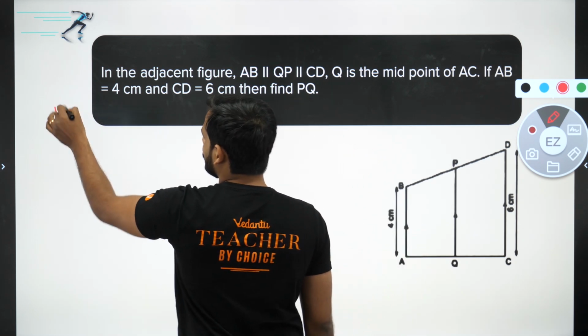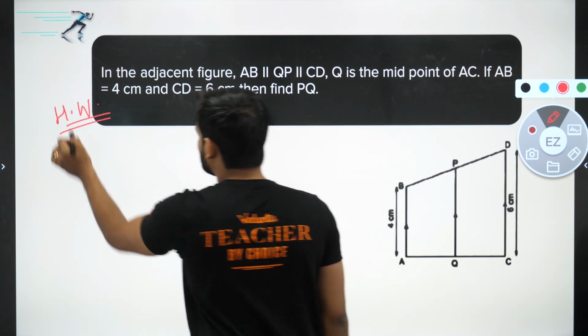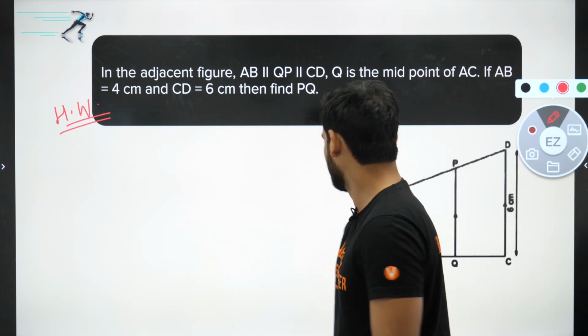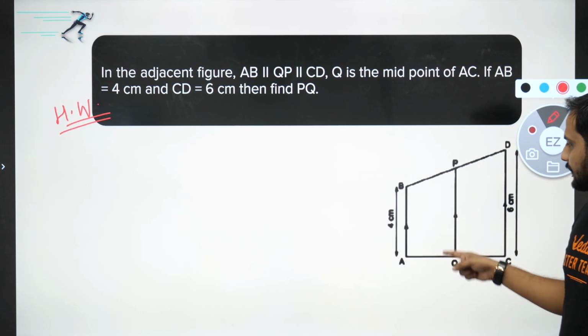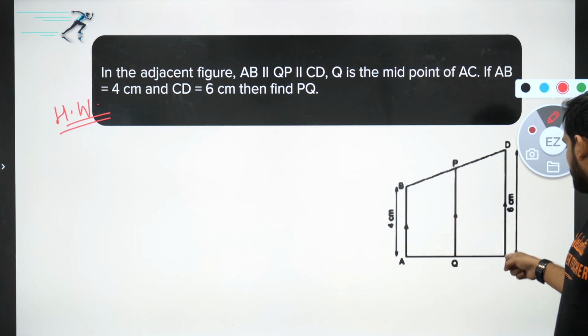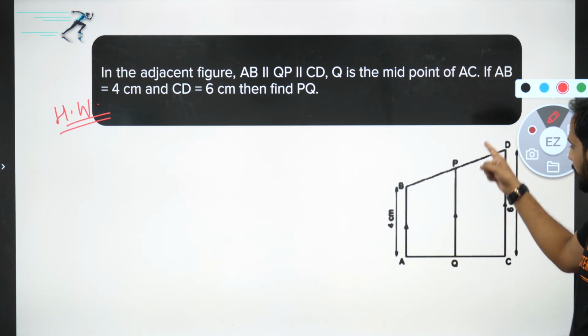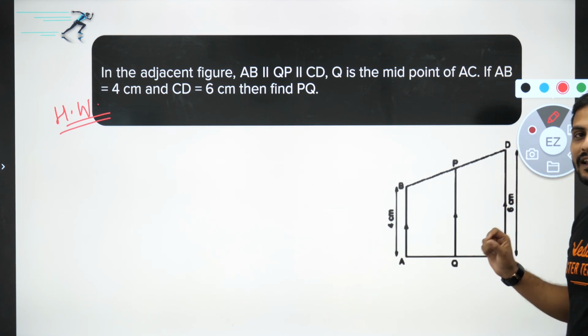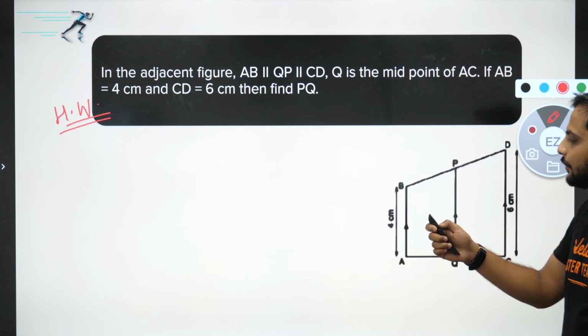So I'll give you today 2 homework questions, because since it is a numerical type, let me see how many of you would be able to solve it. Think properly. What is the information given? AB is 4 centimeter, CD is 6 centimeter, and AB is parallel to PQ is parallel to CD. So think how it can be solved. So this is one homework question.